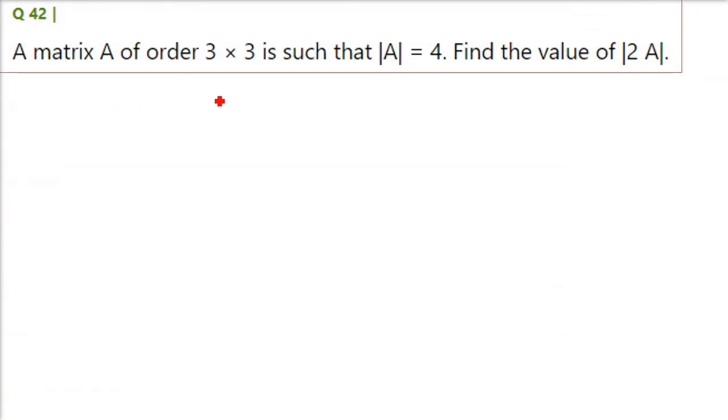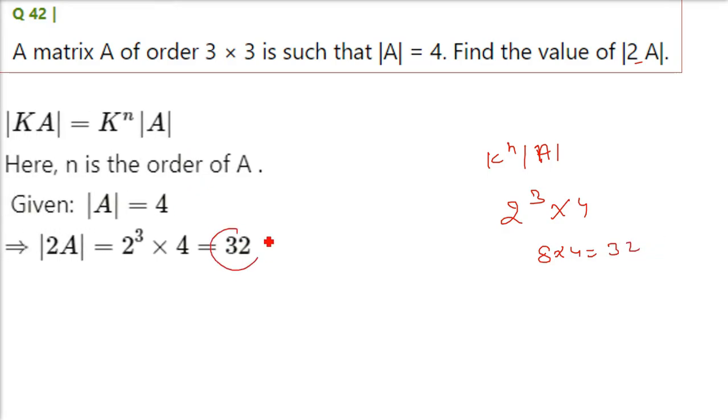A matrix A of order 3 by 3 is such that the determinant of A is 4. Find the value of determinant 2A. So this is k raised n. Simple thing is, the final value will be k raised n determinant of A. What is k? 2. What is n? 3. Into 4, determinant of A is already given. So 8 4s are 32 it will be. This is 32.